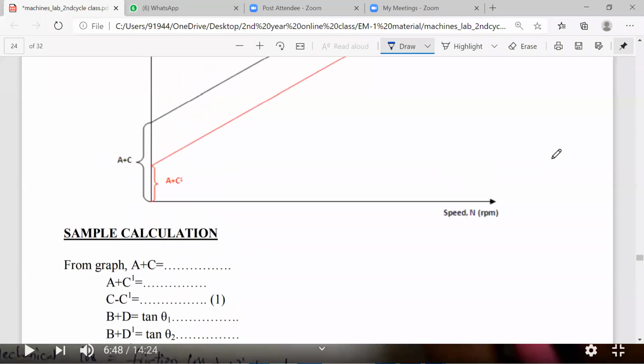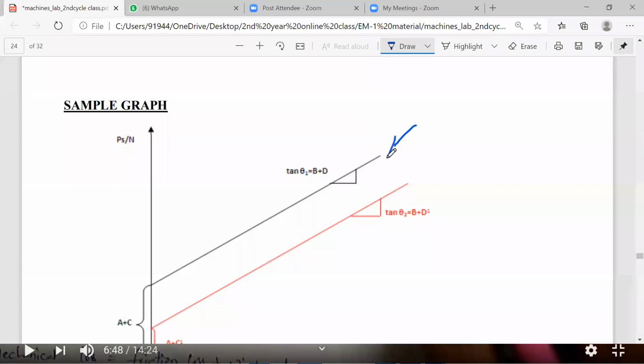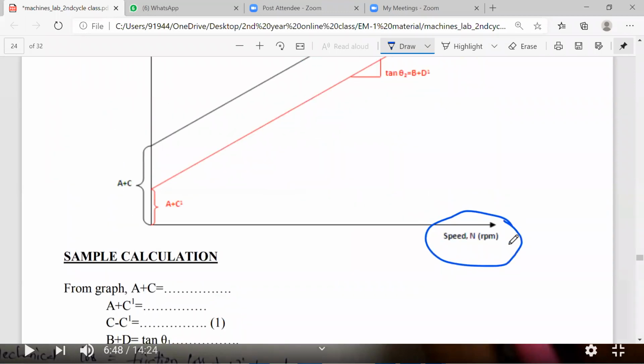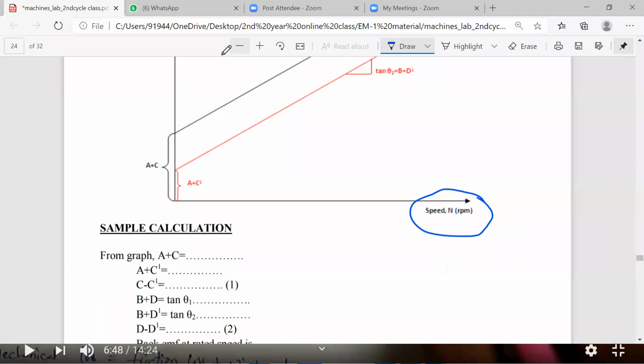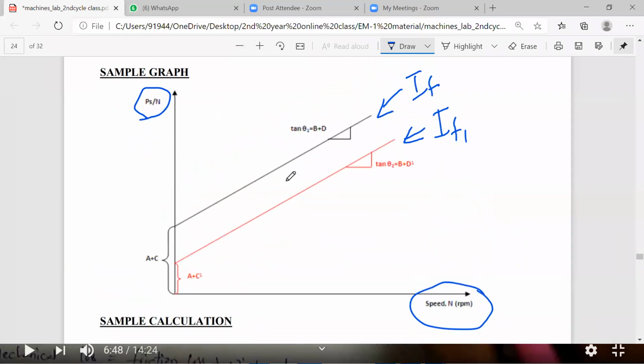We plot the 2 graphs. The first one is for the rated field current IF. The second one is for the reduced value of field current, the new field current IF1. In this manner we plot graphs between PS by N and speed. These are straight lines: for the first field current this is the straight line, and for the second field current this is the straight line.